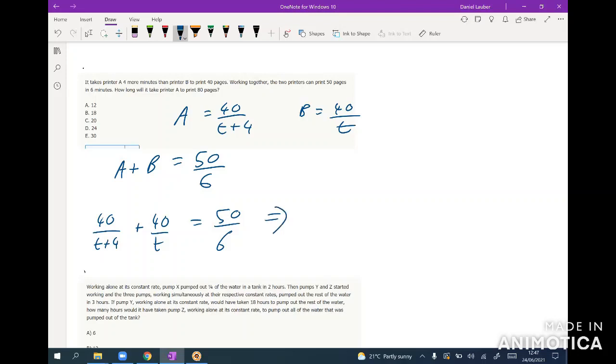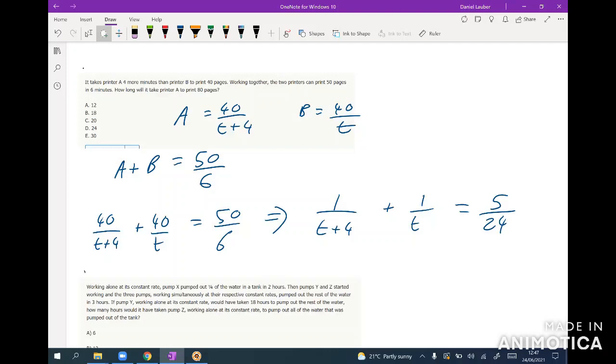And what I mean by that is let's simplify this a bit first. So 1 over T plus 4 plus 1 over T has to be equal to 50 over 40 times 6. In other words, 5 over 24. And now it's going to be pretty easy to guess what T is, because we need T plus 4 and T to have a lowest common multiple of 24.